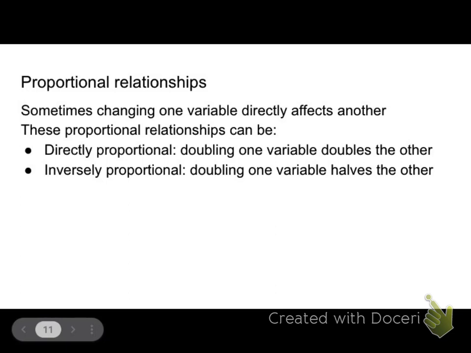The last thing we're going to talk about is just proportional relationships. Sometimes when you change one variable in an equation, it's going to affect another variable, and that can happen in one of two ways. Either directly proportional, so when you increase one variable, it causes the other variable to also increase, or an inversely proportional relationship where increasing one variable is going to cause the other variable to decrease. These relationships can give us some information about the numbers we're calculating, so it's just always good to look out for them.